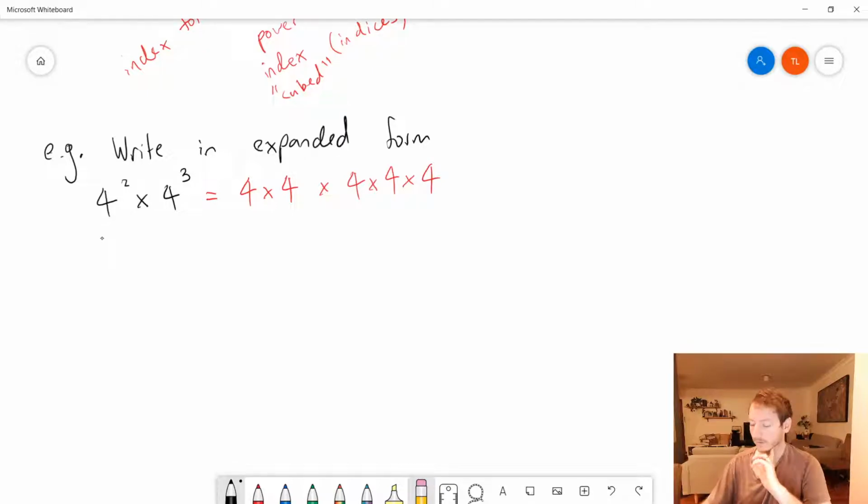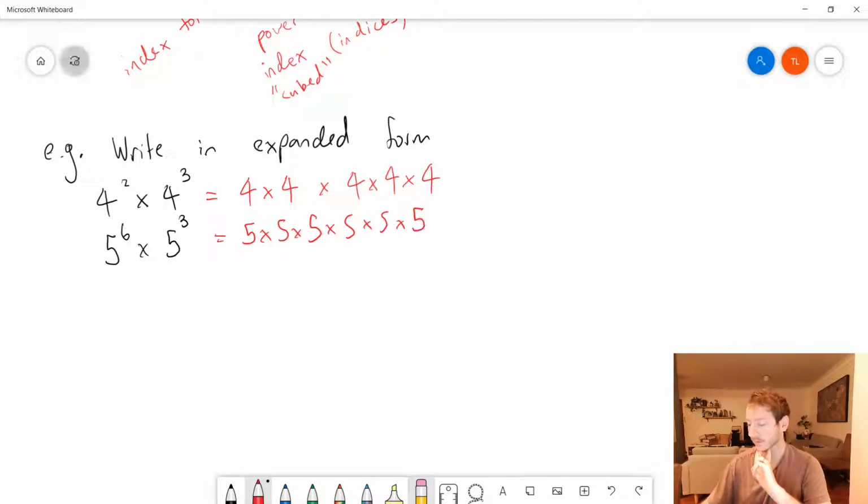Let's have a go with this one. Let's say we've got 5 to the power of 6 times 5 to the power of 3. So 5 times itself 6 times. 1, 2, 3, 4, 5, 6. I'll finish strong. And then 5 cubed. 1, 2, 3. And we've got times in between them, because it's all of this multiplied by all of this.